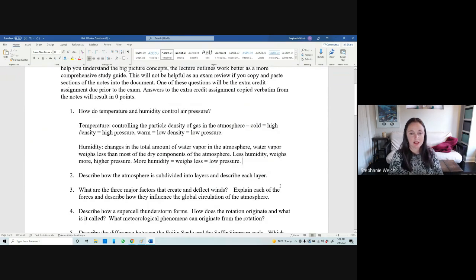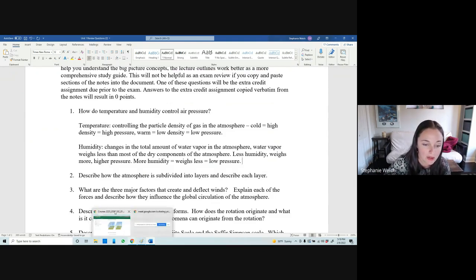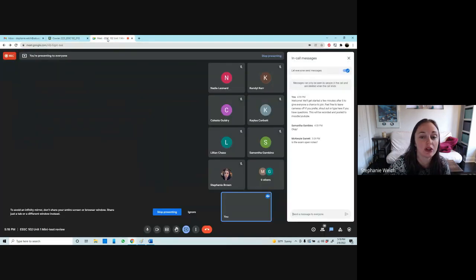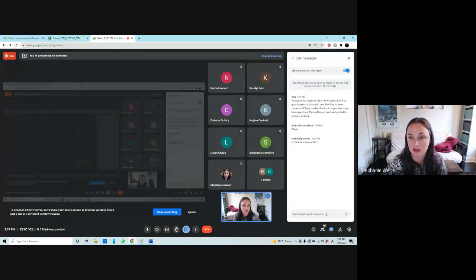Hopefully that makes sense. Just come back to density versus weight. Temperature affects density, humidity affects the weight. So they both have different ways of affecting air pressure, but both end up affecting that air pressure and changing it in those different ways. So let me go back over here, make sure it's all making sense.